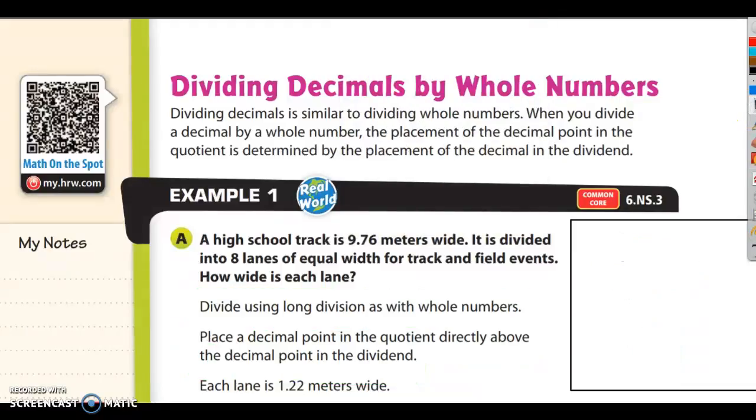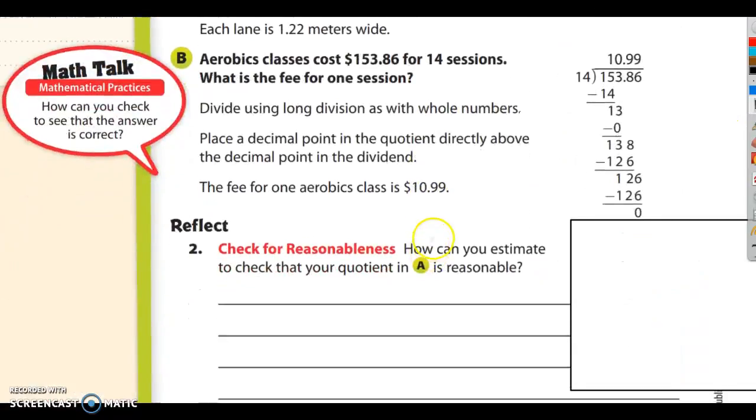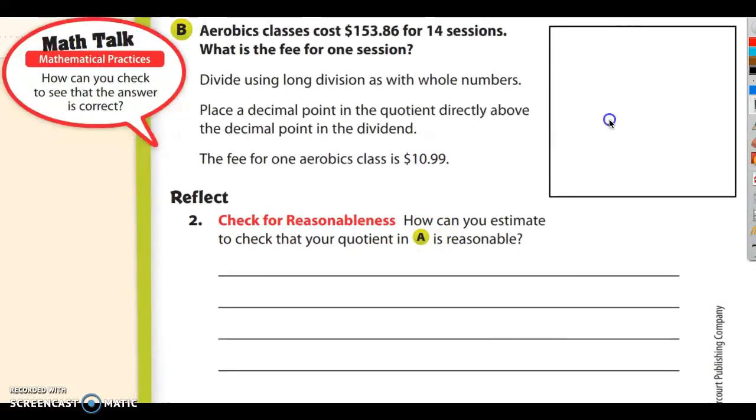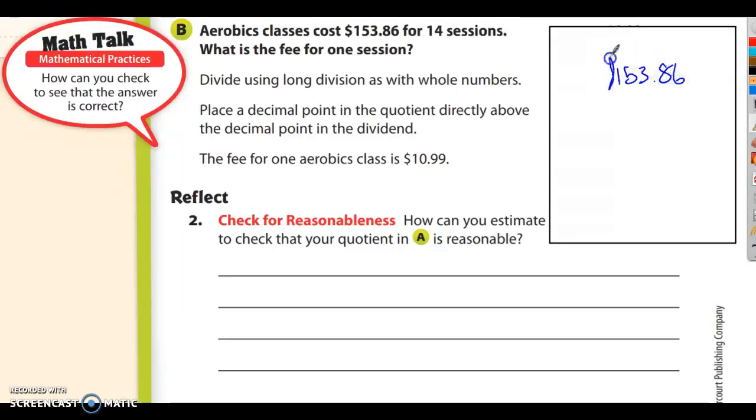Alright, you know how to do it. Let's check out the next one. Aerobics class costs $153.86 for 14 sessions. What is the fee for one session? So we know the fee for 14 sessions, but not for one. So we're going to do just what we did before. We're going to take $153.86, divide that by 14.